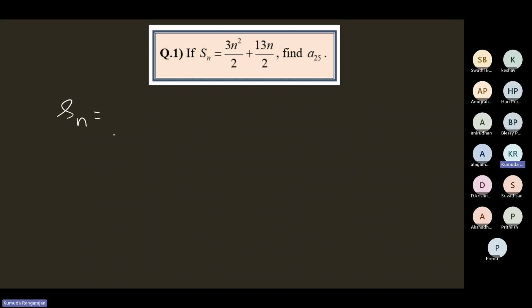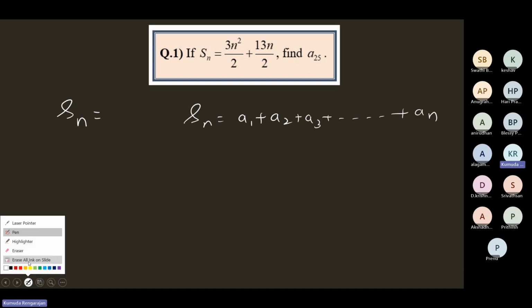Sn, so we have a general expression to find the sum to n terms of an AP. What is Sn? Sn represents the sum to the first n terms of an AP. Sn is A1 plus A2 plus A3, so on up to An. The sum of the first n terms of an AP is represented by Sn.